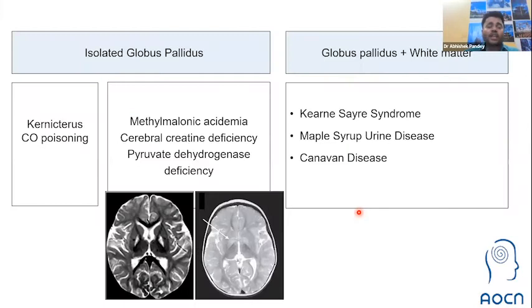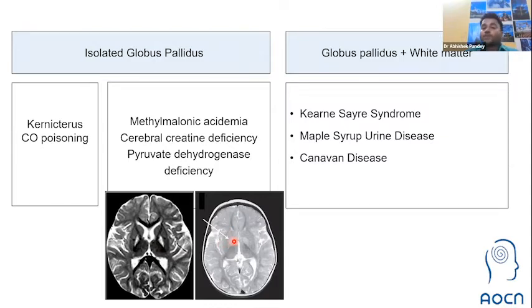Talking about isolated globus pallidus involvement, once we have ruled out kernicterus or carbon monoxide poisoning, our diagnosis will be narrowed to methylmalonic acidemia, cerebral creatine deficiency, that is a GAMT deficiency, and some variant of pyruvate dehydrogenase deficiency. In this T2 axial cut, we can see bilateral globus pallidus hyperintensities. This is classic for methylmalonic acidemia. If we repeat the MRI in the subsequent year, we can also see cystic changes. Similar changes can also be seen in cerebral creatine deficiency.